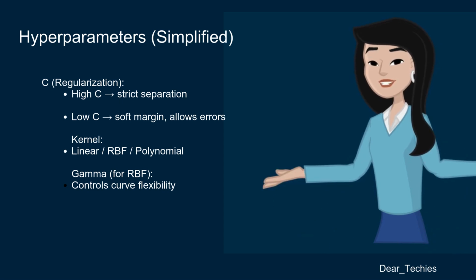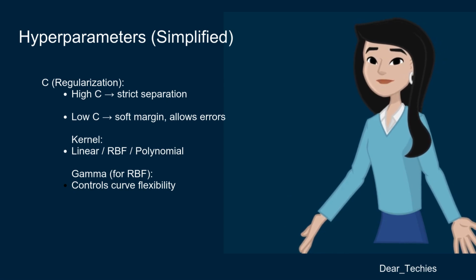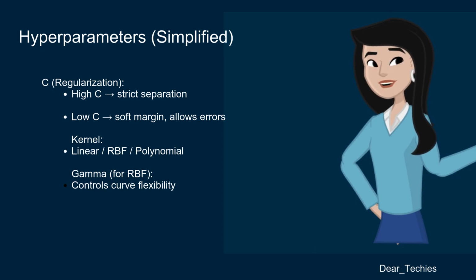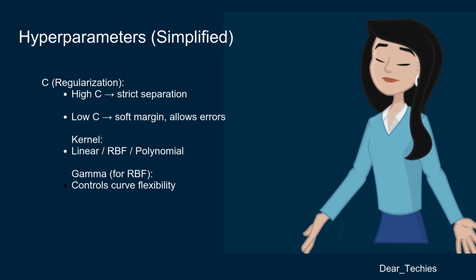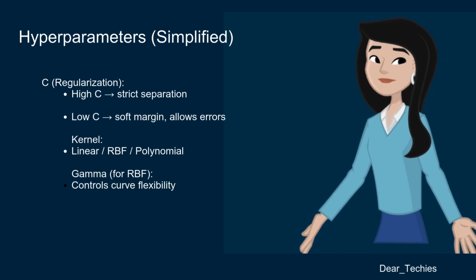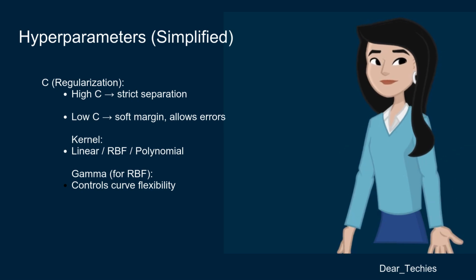SVM has a few settings you can adjust. The C parameter controls how strict the separation should be. A high C forces the model to separate everything perfectly. A low C allows some mistakes but makes generalization better. Gamma controls how curvy the boundary can become.